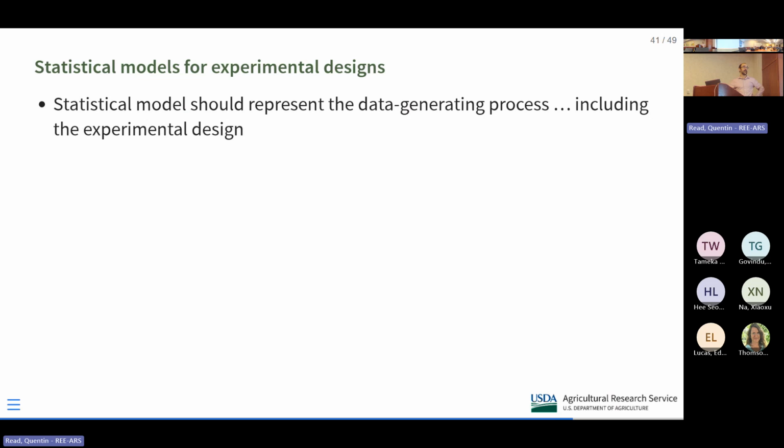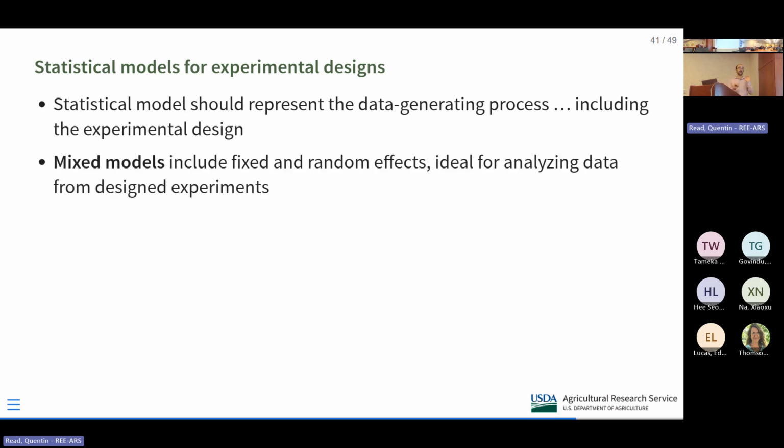So basically, anytime we do statistics on data that come out of an experiment, we want our statistical model to represent every possible thing that we think was influencing the result. That's what we call the data generating process. And that includes the experimental design. And a tool that we as statisticians use to analyze data from designed experiments is the mixed model.